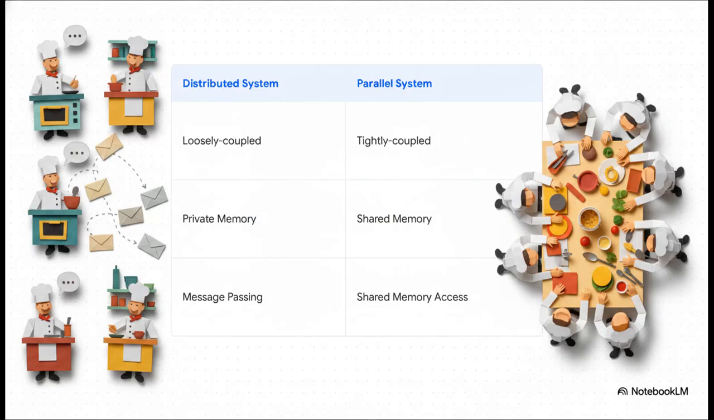Now, you might be thinking, wait a second, isn't that just a parallel system? And that's a great question, but there's a really crucial difference. Parallel systems are what we call tightly coupled. Imagine a bunch of chefs all working around one giant kitchen table. That table is their shared memory. A distributed system, on the other hand, is loosely coupled. Each chef has their own private kitchen station, and to coordinate, they have to send notes or messages to each other. It's a fundamental difference in how they're built.